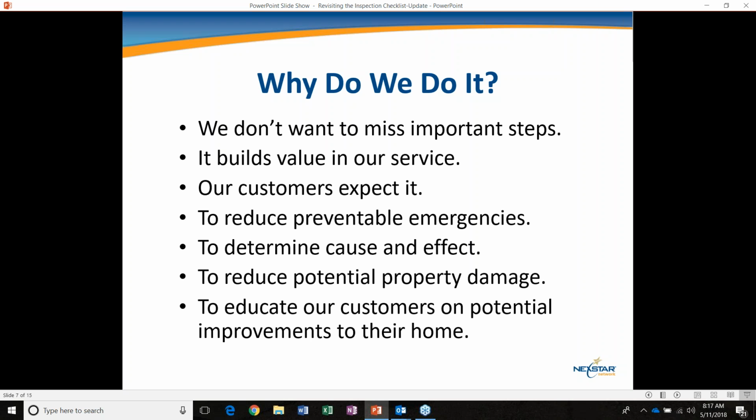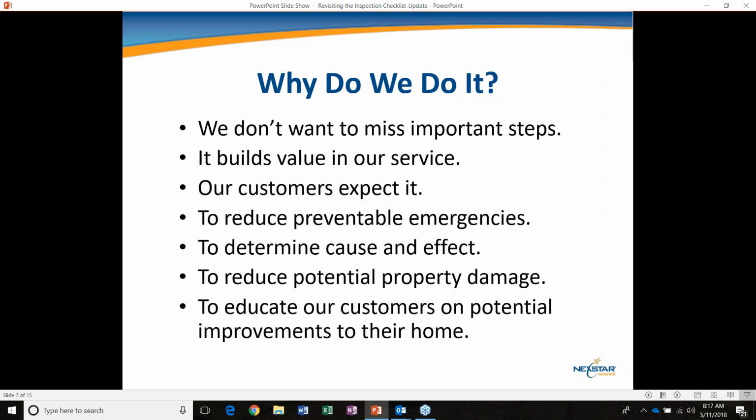When they spent money and they had a plumber in their house or an air conditioning guy or an electrician, they always look back to, why didn't we catch that? And I can tell you as an operator, I've had a lot more angry phone calls from customers from the things my guys didn't do than the things they did. So we want to reduce preventable emergencies.